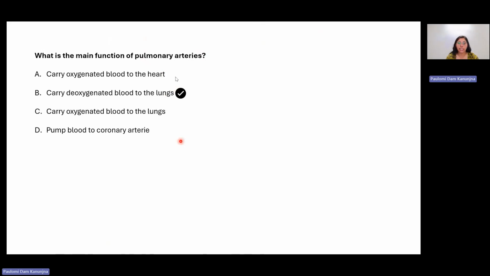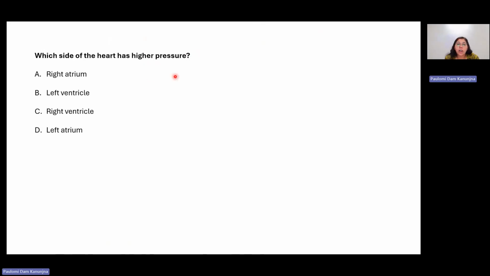Okay. Next. Which side of the heart has higher pressure? What do you think? Which of the sides or which of the blood vessels would have higher blood pressure?